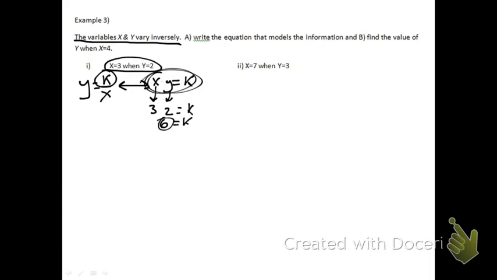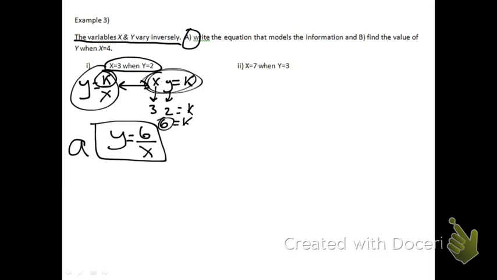And then I can use that 6 to write my inverse variation. I can write y equals 6 over x. I would go back to this formula and just plug in the 6 that I know is the constant of variation. So there's the equation that models my data. That's technically part A, right? I just found it, so for part A, there's my answer. That's the equation that models inverse variation when x is 3 and y is 2.